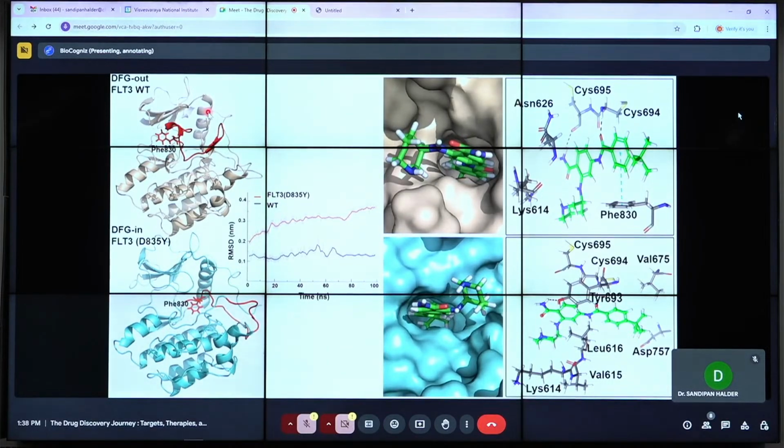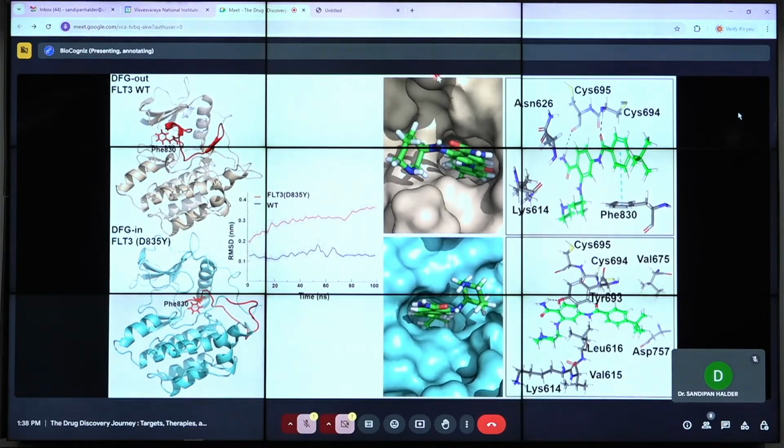If you do that, obviously we will end up with the wrong binding efficiency, and then selectivity issues will come. So when you consider proteins like kinases, we also need to look into the open and closed conformation, or in and out conformer of the protein, to see the active and the inactive conformer also. So that helps us to understand the protein and its nature.